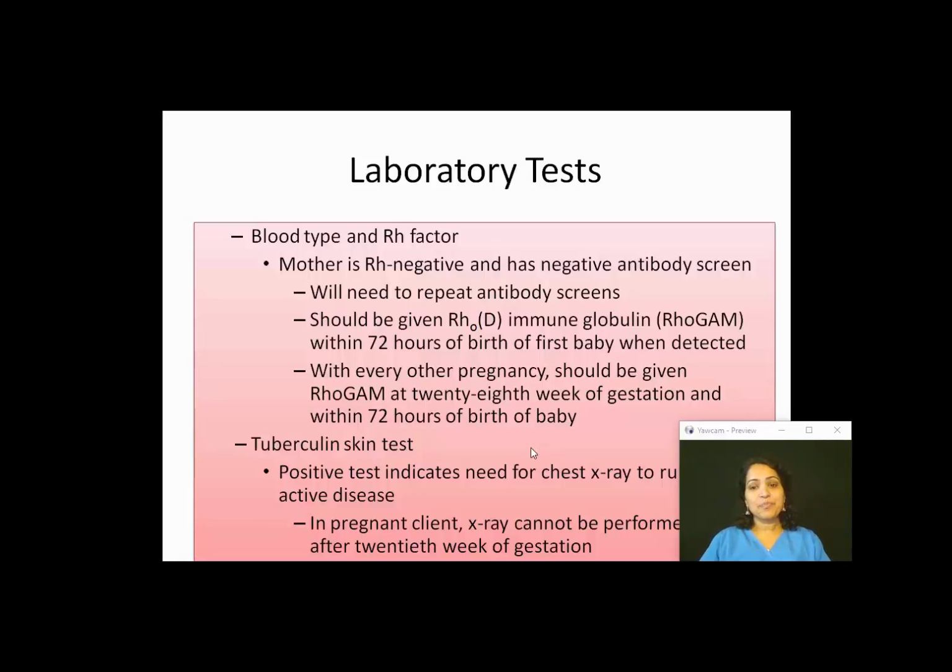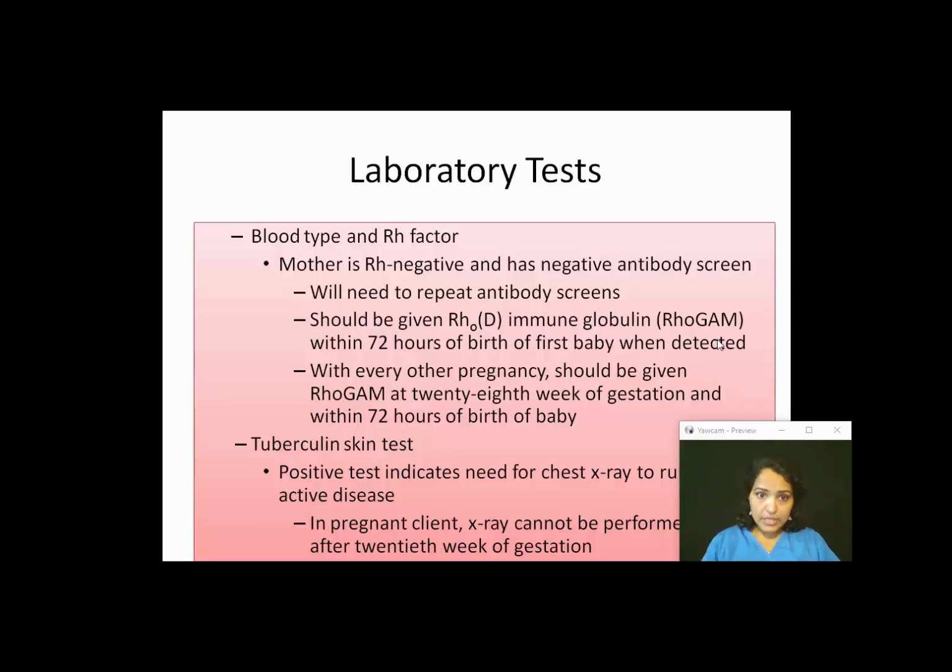So, a mother who is Rh negative, and who has a negative antibody screen, we need to repeat those antibody screens. For example, in my case, I have three girls. In each pregnancy, I had to get this immunoglobulin, RhoGAM, because I am O negative, but my girls, all three of them, were B positive. So I am a negative mother and my babies are positive. Whenever that happens, I have to get RhoGAM, which is an Rh immune globulin. We call it RhoGAM.